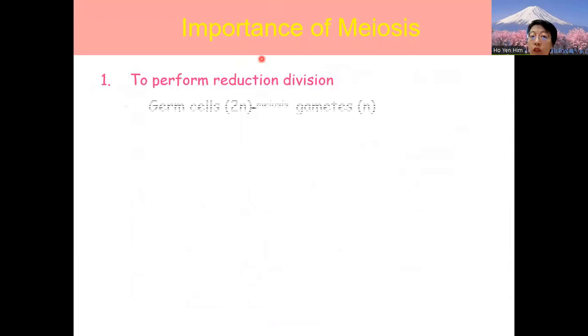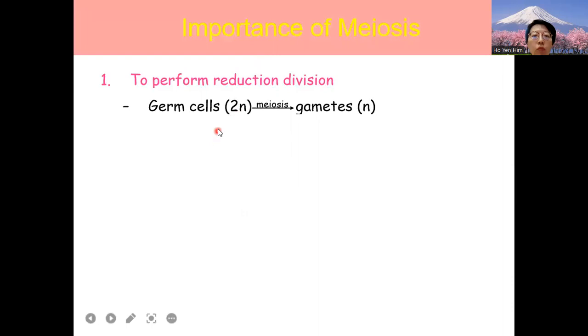So now we want to look at why it is that the germ cells in the sex organ need to carry out meiosis. So what is the importance of meiosis? Number one is to perform reduction division.